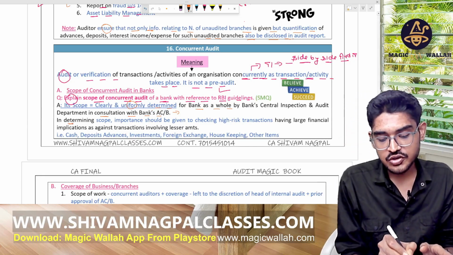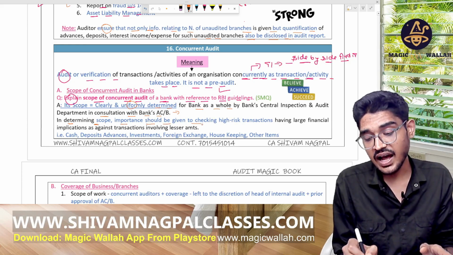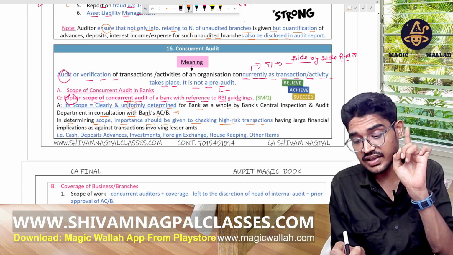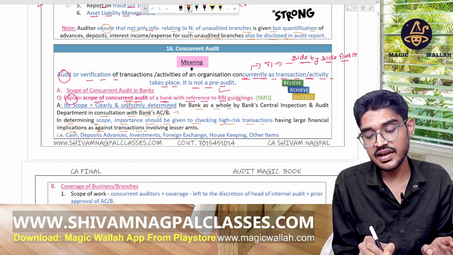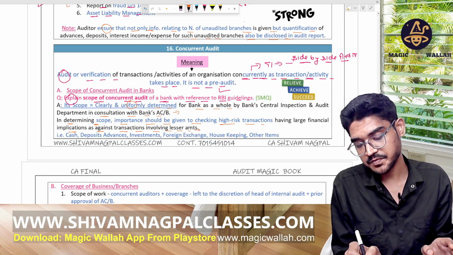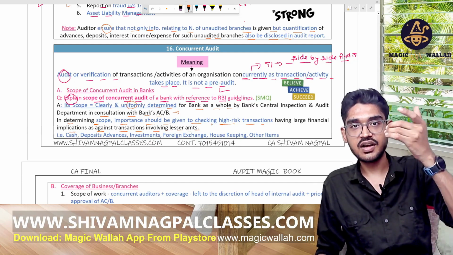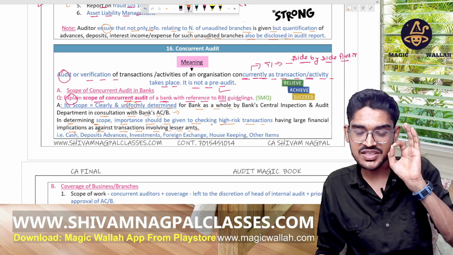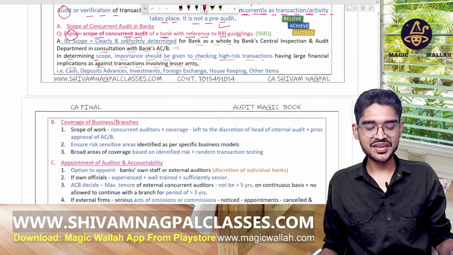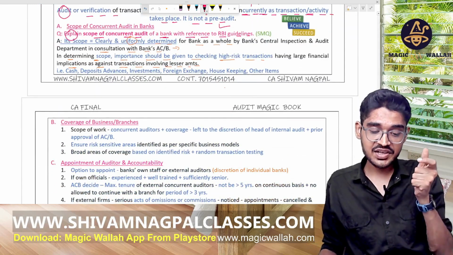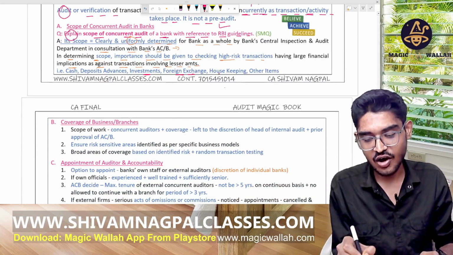Right. Now see here. In determining the scope, importance should be given to checking the high risk transactions having large financial implications as against transactions involving lesser amounts. We should cover in our scope only the high risk, high amount transactions, ignoring the small amount transactions. This is the basic thing. Now it covers cash, deposits, advances, investments, foreign exchange, housekeeping, other.